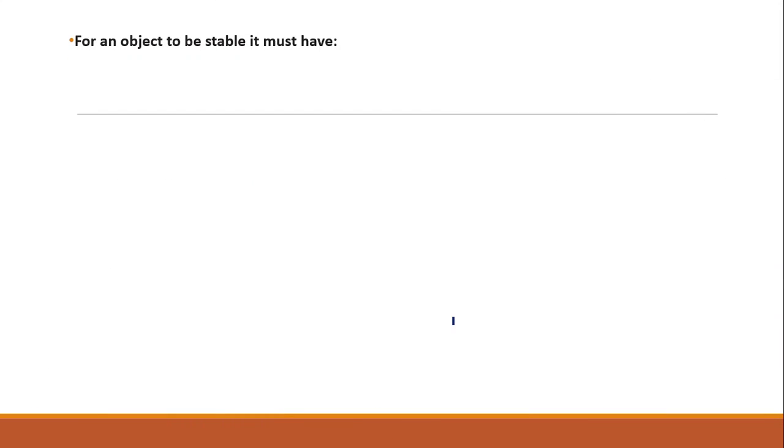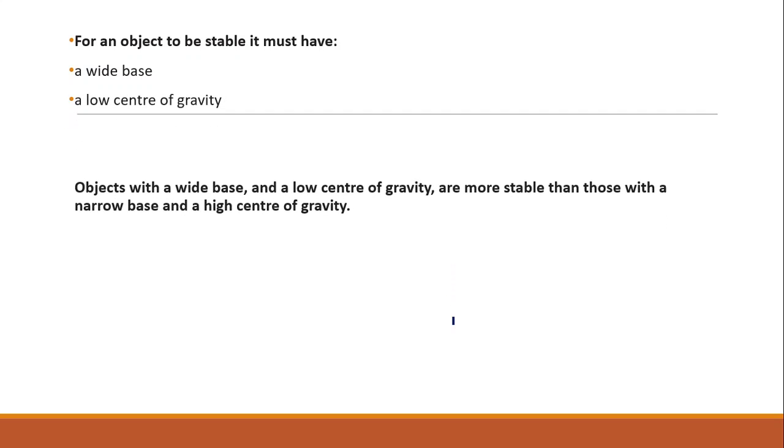For an object to be stable, it must have a wide base, because if it has a wide base, then it has larger area for the arrow or the center of gravity to be inside than being on the outside. So objects with a wide base and low center of gravity are more stable than those with a narrow base and high center of gravity.